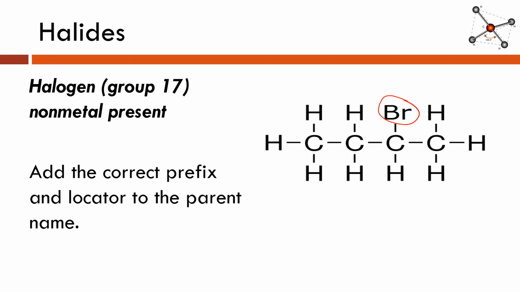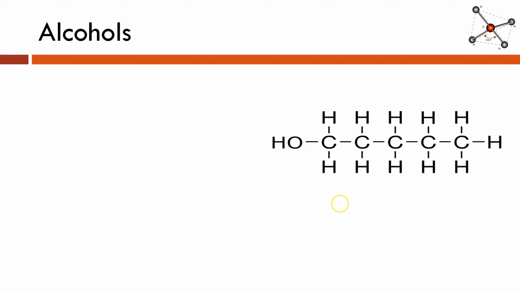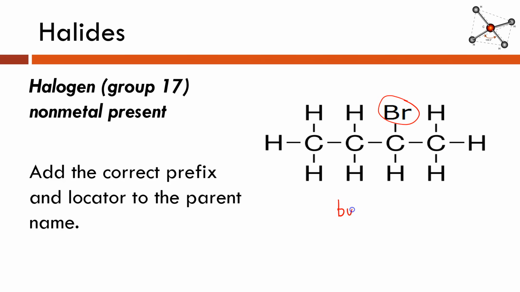I want to count the number of carbon atoms in my longest chain. I've got 1, 2, 3, 4. So this is some type of butane. I know the prefix but means 4. I've got all single bonds between carbon atoms, so that's going to be an alkane. Based on Table R, what prefix do I need to use with bromine present? Hopefully you're thinking bromo. And if you want to make a space between the bromo and the butane, technically that's fine. It really should just be one word, but I'm pretty happy if you're naming things correctly.